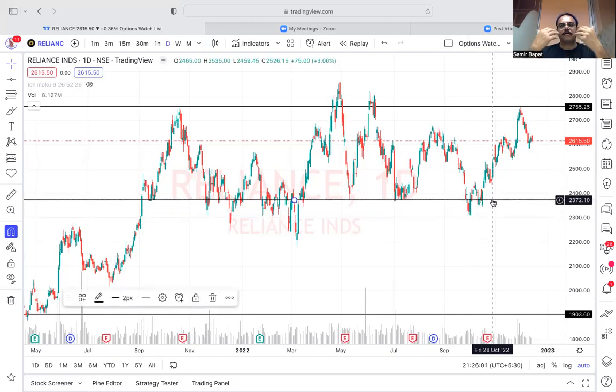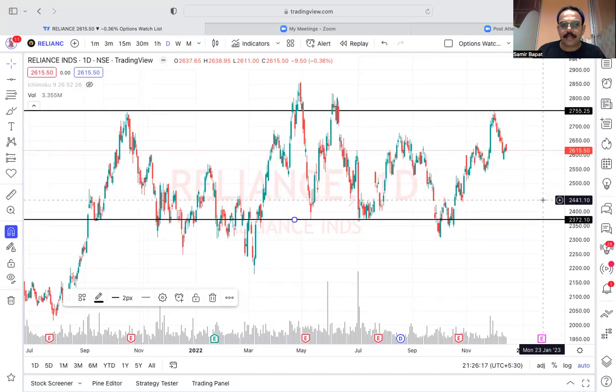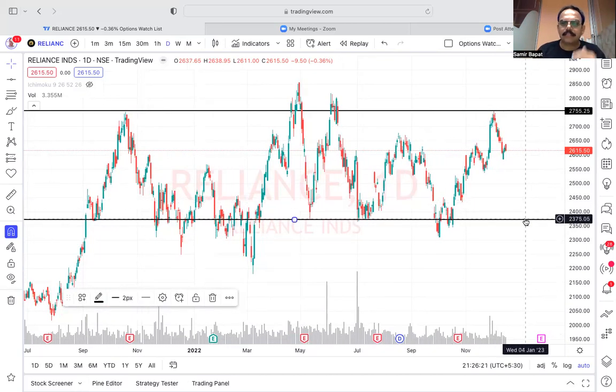Why this line is important is because this is our decision area. We will not buy the share till it comes to this line, because this is the demand zone. Classically, a demand zone means that whenever the price comes here, it takes support and goes up. So if I want to buy a share, the first question which comes to my mind is: is this the right time to buy the share?